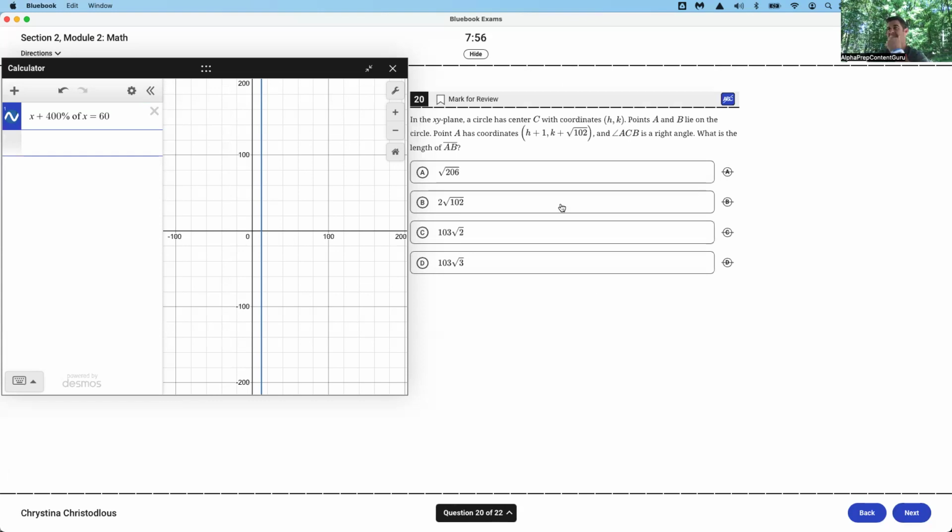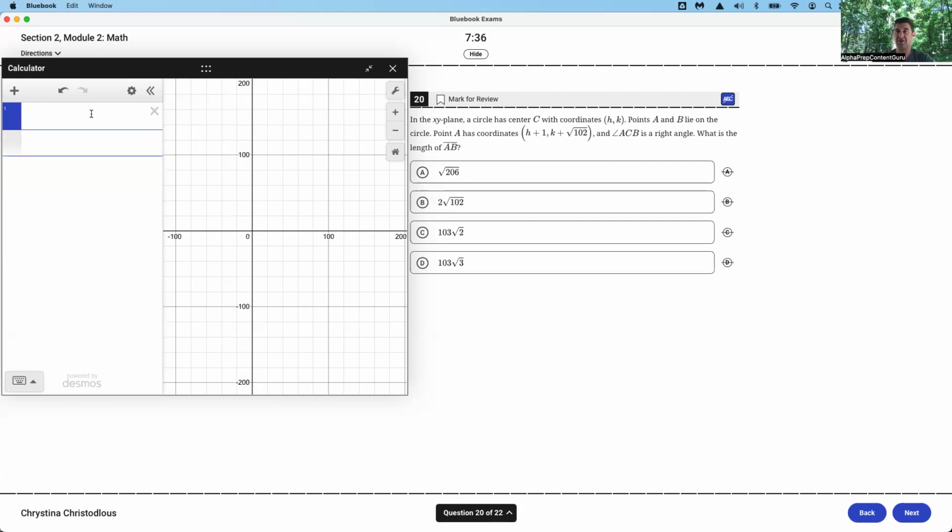Ooh, baby. All right, I've got a circle with a center C, and it has the coordinates H, K. Then I have a point on the circle that has coordinates H plus 1, K plus the square root of 102. Interesting. ACB is a right angle. Well, okay, here's another hard one for us.